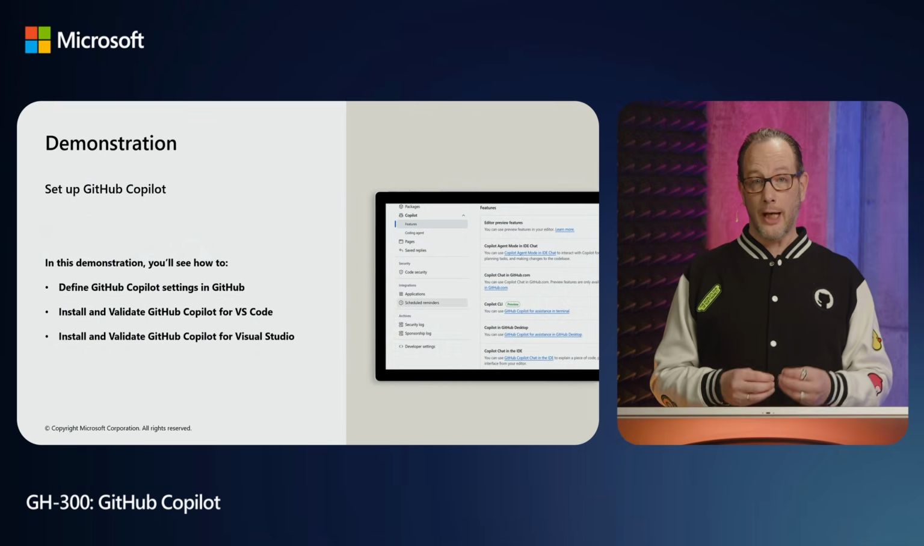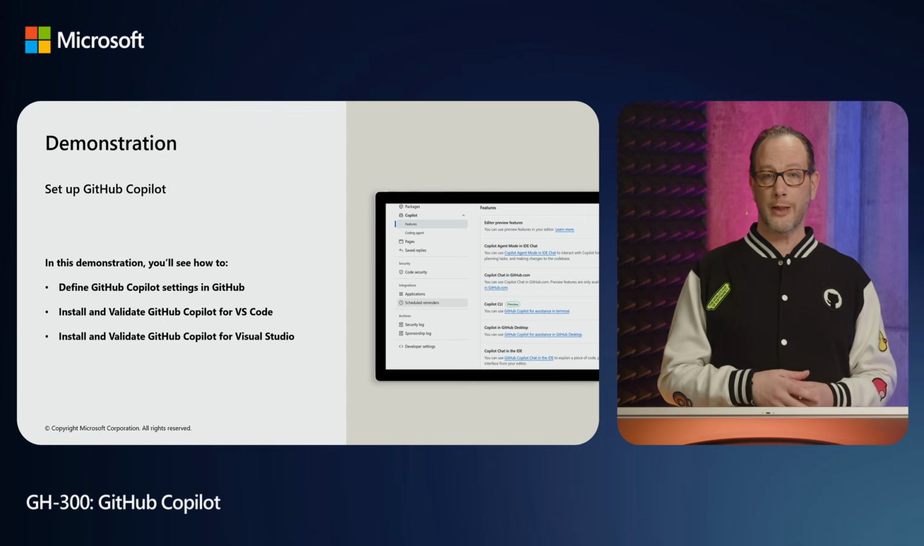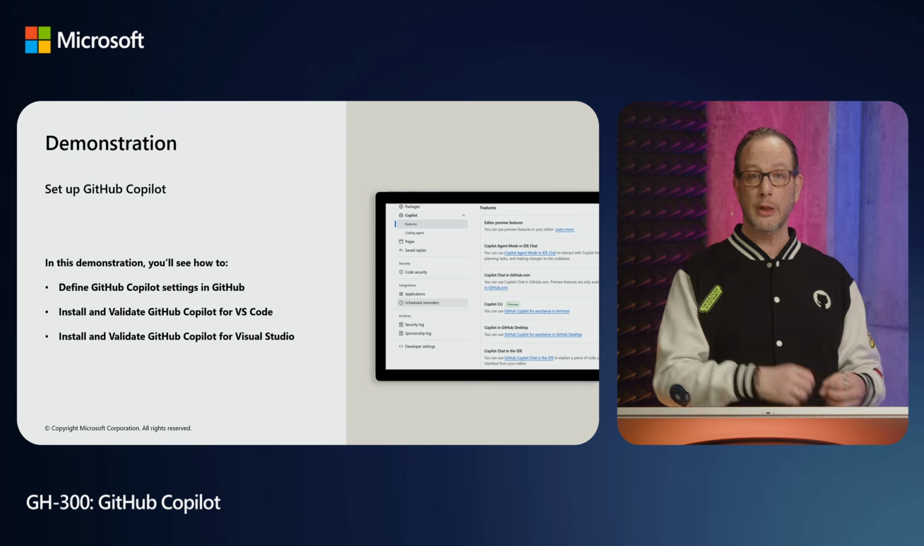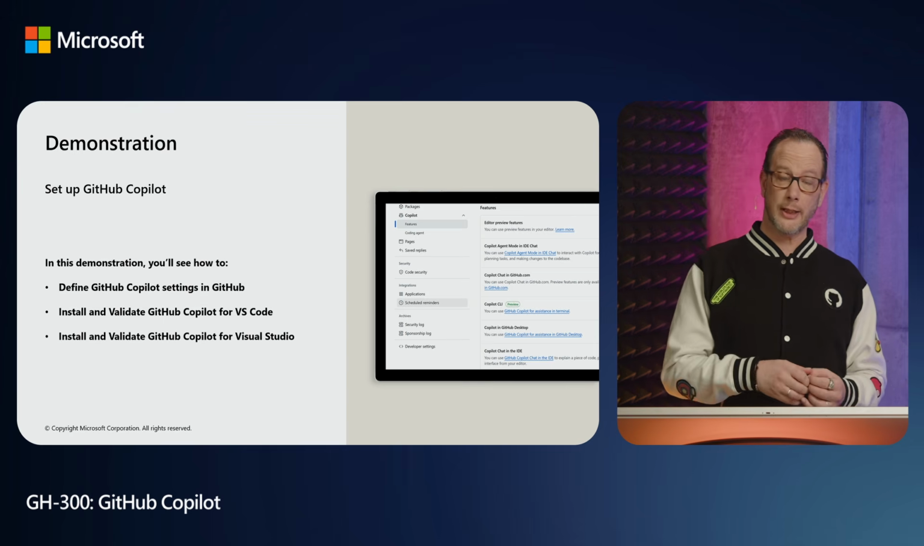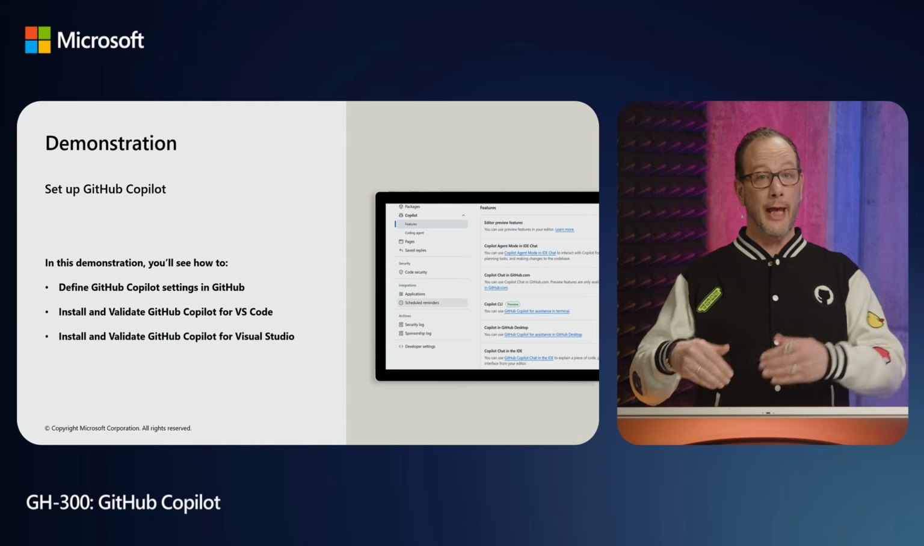So now that you have an introduction level understanding of what GitHub Copilot can do, let's switch to our demo environment, where I'm going to show you how to get started with the configuration settings in GitHub first, followed by how to set it up in Visual Studio Code and Visual Studio.